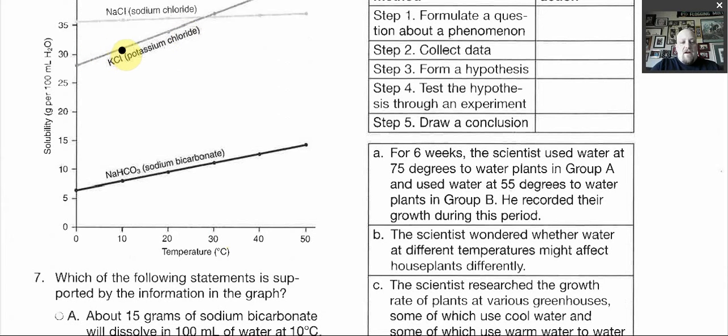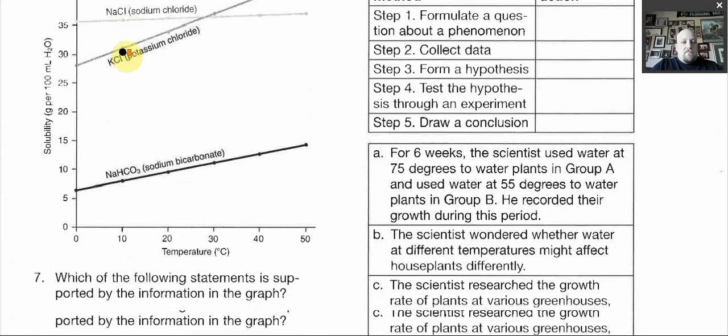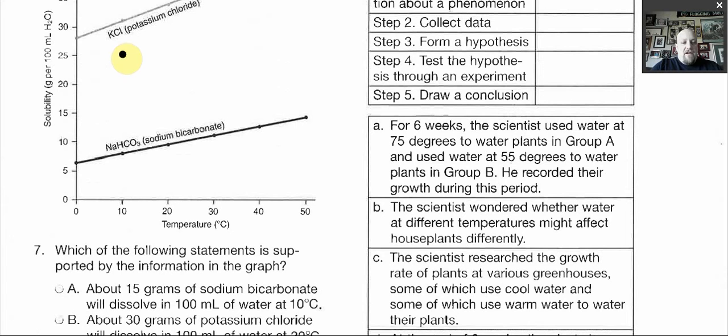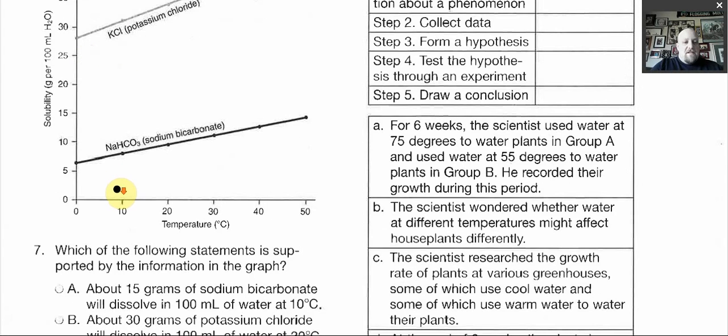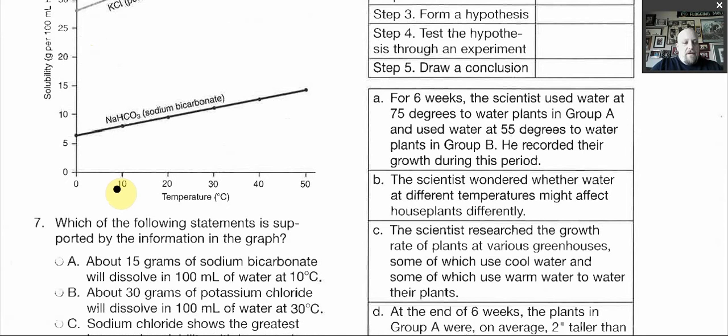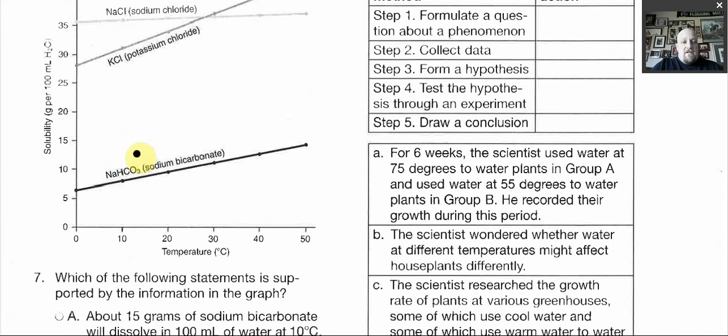That's also not correct, because 30 grams would have to take around, let's see, what would that be? Almost 36, 37 degrees, or solubility. And then if you look this way, 30, it's going to be not quite. So it's not 30 degrees, it's 10 degrees.